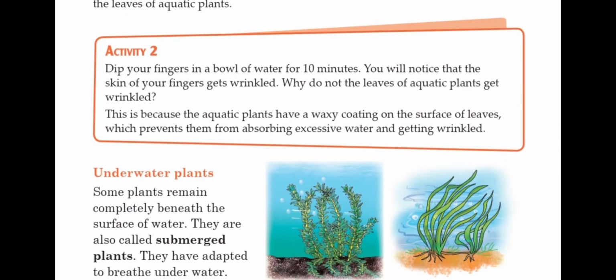Activity 2. Dip your fingers in a bowl of water for 10 minutes. You will notice that the skin of your fingers gets wrinkled. Why do the leaves of aquatic plants not get wrinkled? This is because aquatic plants have a waxy coating on the surface of the leaves, which prevents them from absorbing excessive water and getting wrinkled.